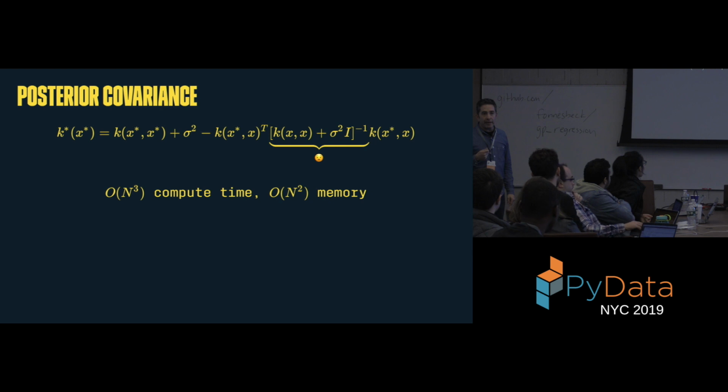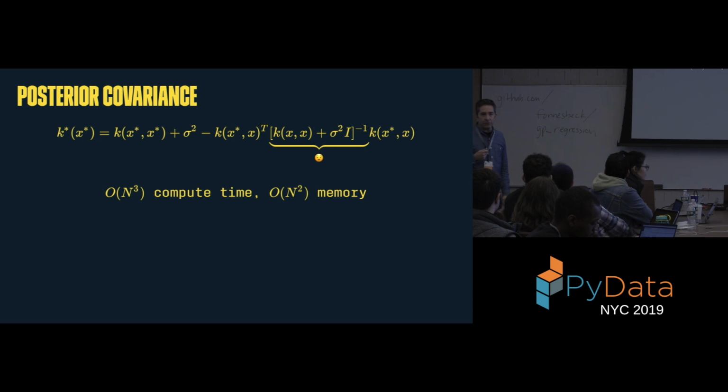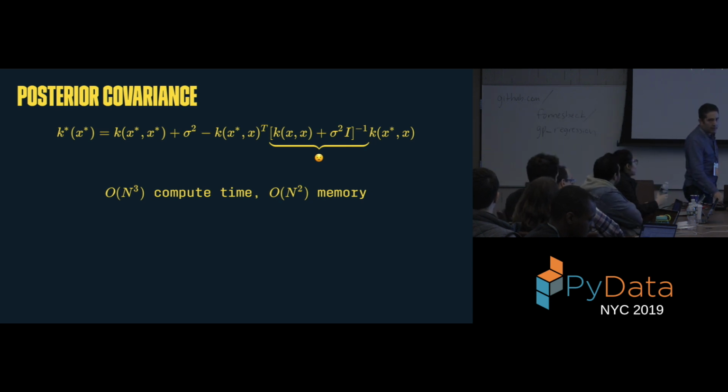So you're inverting an n by n matrix. So if you've got 1,000 data points, it's a 1,000 by 1,000 matrix inversion. And it quickly is very hard to do. It's cubic in compute time and quadratic in memory. And so large models take a long, long time and often croak.